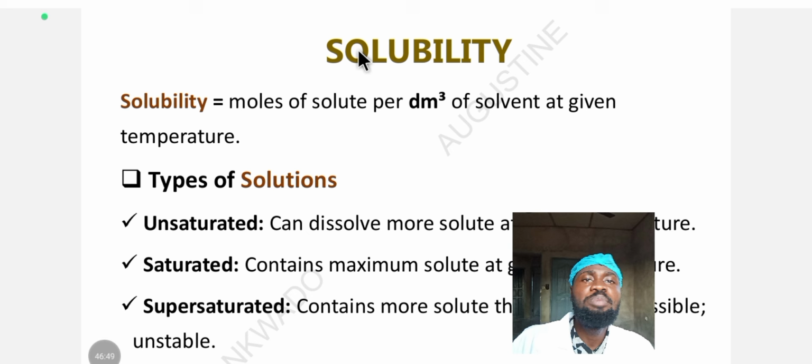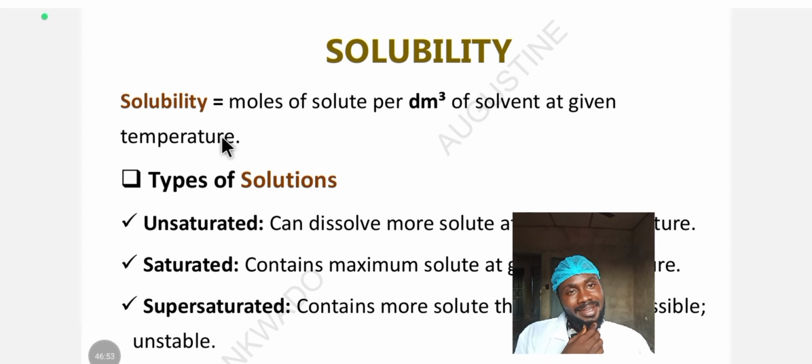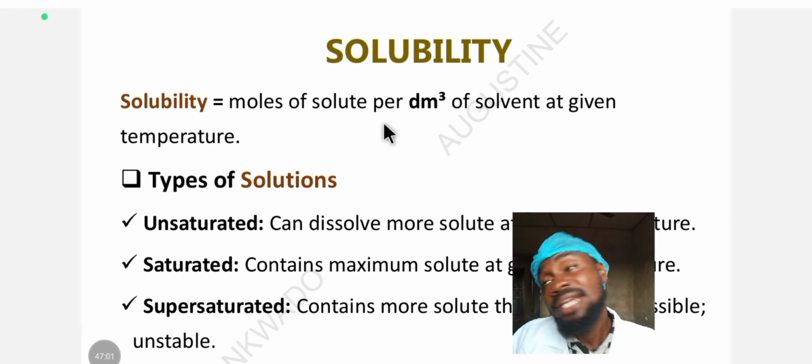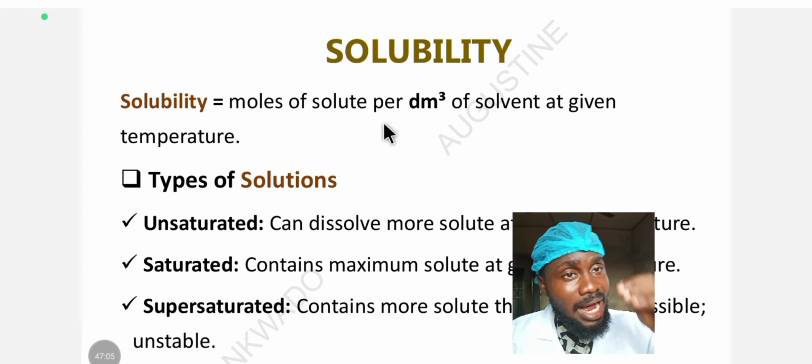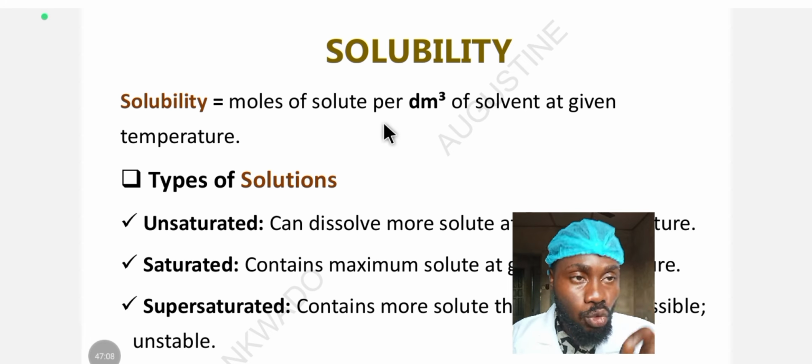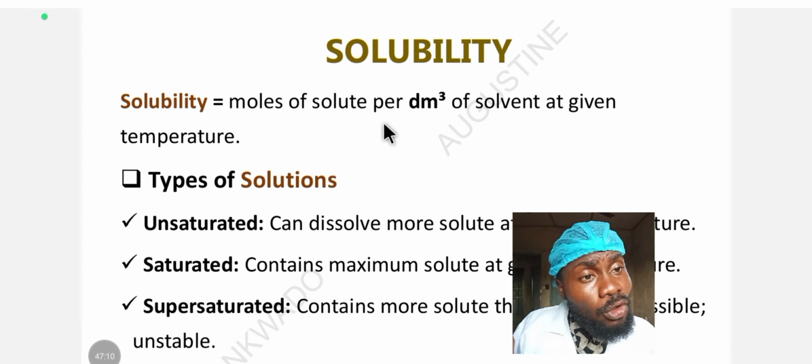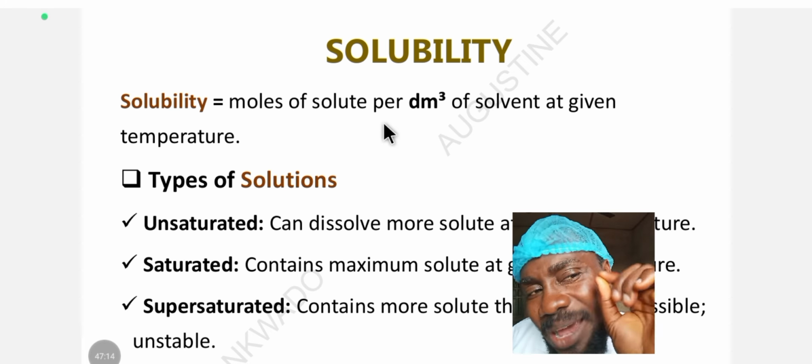Now let's look at solubility. And what is solubility? Solubility is directly proportional or equal to moles of solute per decimeter cube of a solvent at a given temperature. Many textbooks will tell you solubility is the amount of solute per decimeter cube, measured in cubic decimeter. It's the amount of solute that can dissolve in a solvent at a particular temperature.